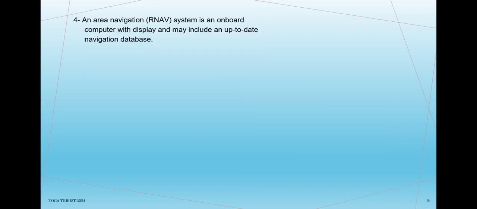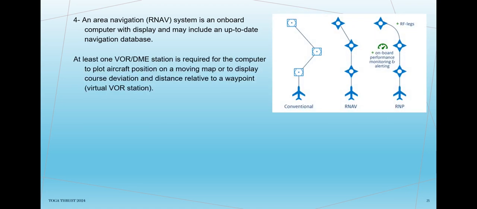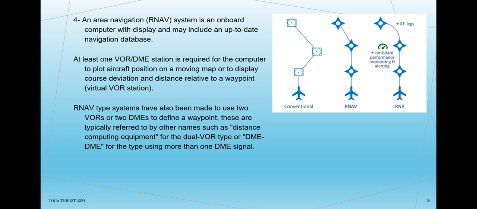An area navigation, RNAV, system is an onboard computer with display, and may include an up-to-date navigation database. At least one VOR/DME station is required for the computer to plot aircraft position on a moving map, or to display course deviation to a waypoint, a virtual VOR station. RNAV type systems have also been made to use two VORs or two DMEs to define a waypoint. These are typically referred to by other names, such as distance computing equipment for the dual VOR type, or DME-DME for the type using more than one DME signal.